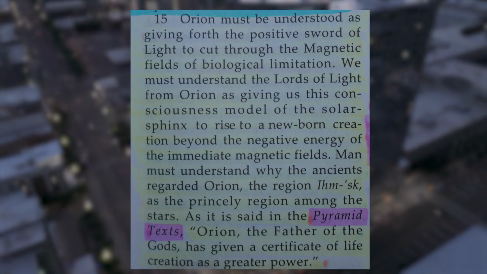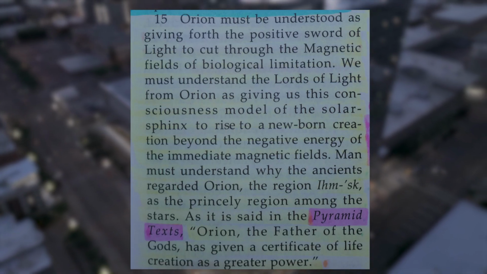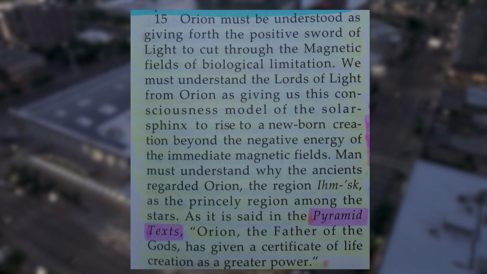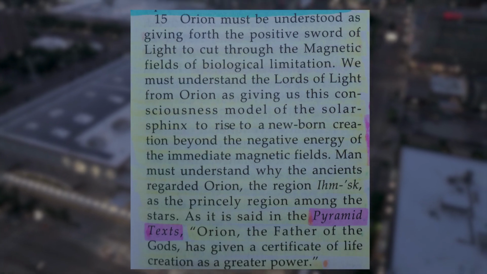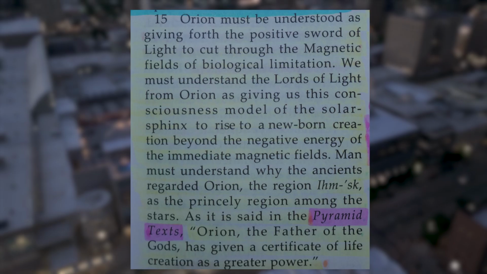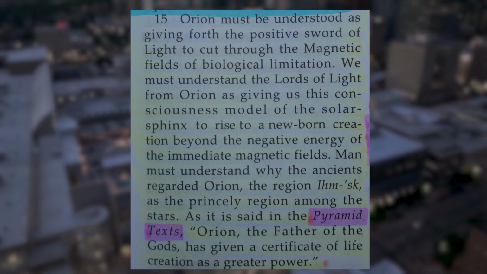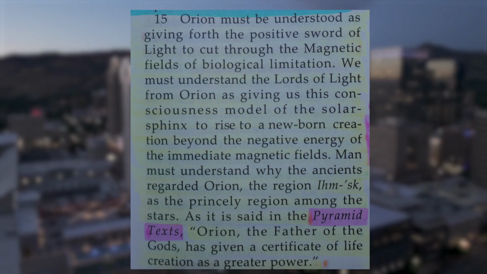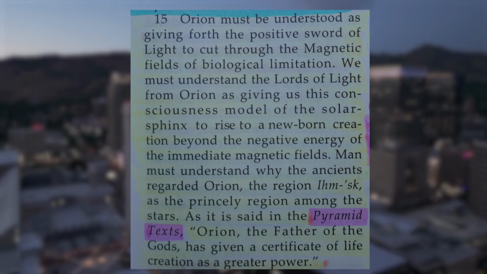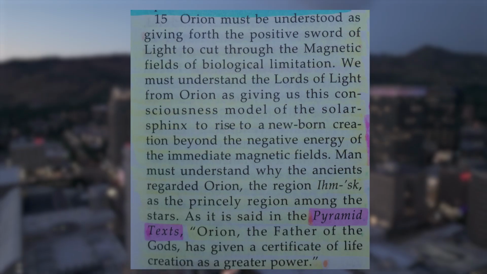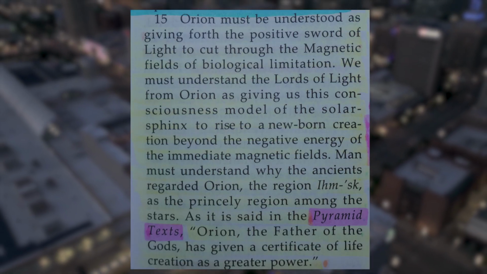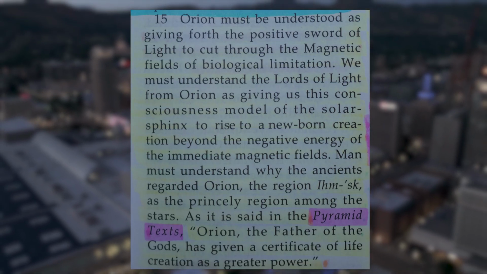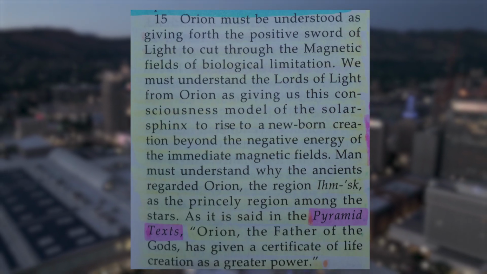Orion must be understood as giving forth the positive sword of light to cut through the magnetic fields of biological limitation. We must understand the Lords of Light from Orion as giving us this consciousness model of the solar sphinx to rise to a newborn creation beyond the negative energy of the immediate magnetic fields. Higher man must understand why the ancients regarded Orion as the princely region among the stars. As it is said in the pyramid text, Orion, the father of the gods, has given a certificate of life creation as a greater power.